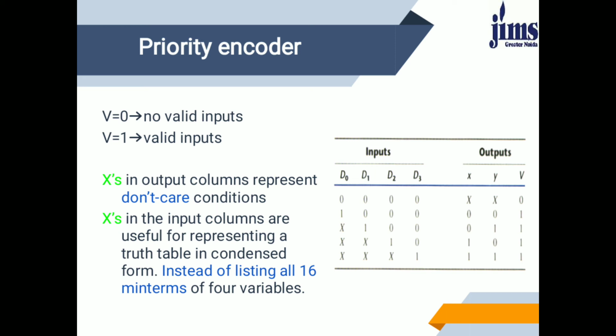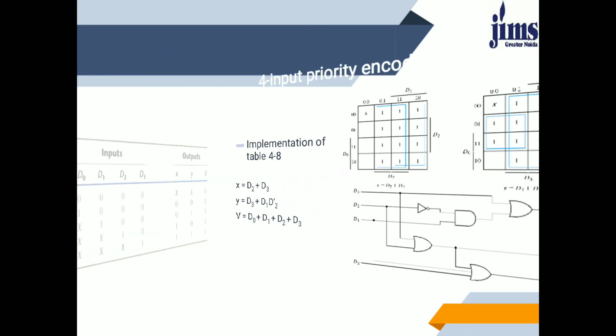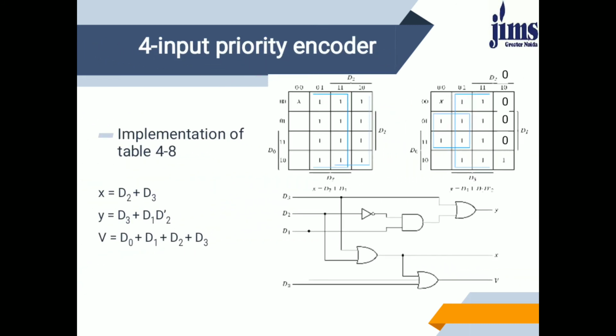So, X, that means don't cares in the output column represent don't care conditions, and X in the input column is useful for representing a truth table in condensed form. That means for all the values, 0 or 1, the condition will be same. So, instead of listing all 16 minterms of 4 variables, we can write a cross or X. This is what we can do in a priority encoder.